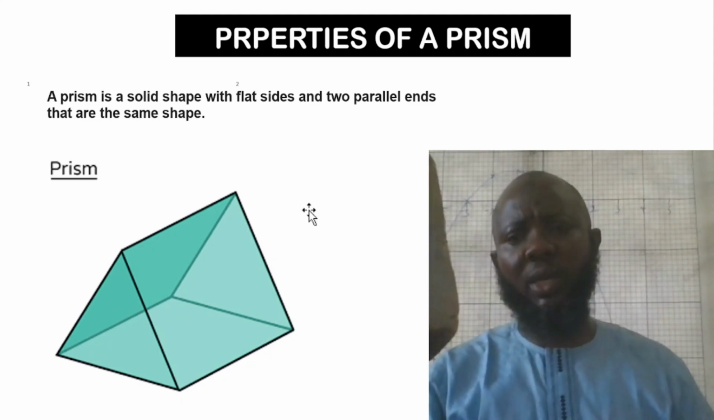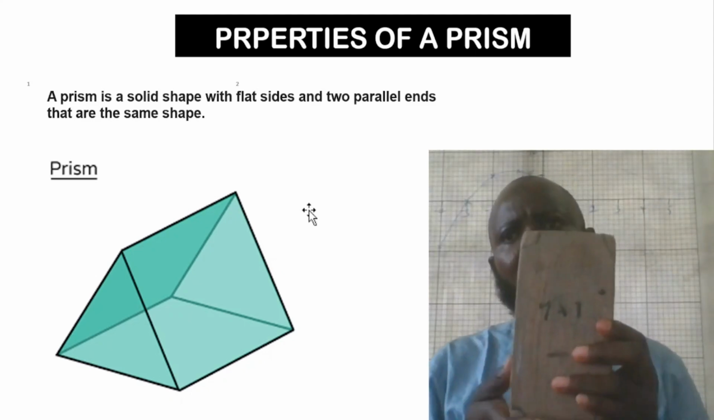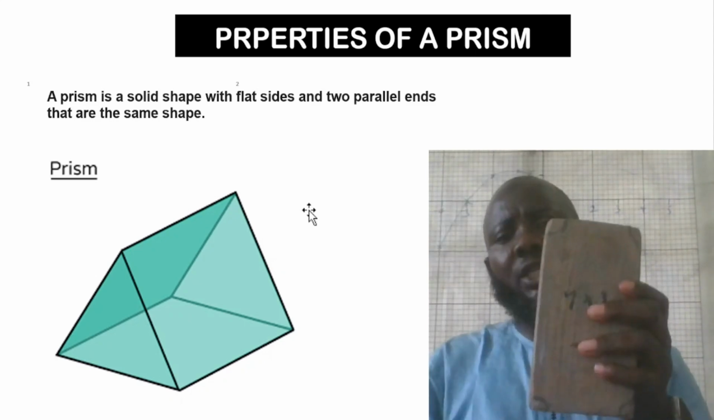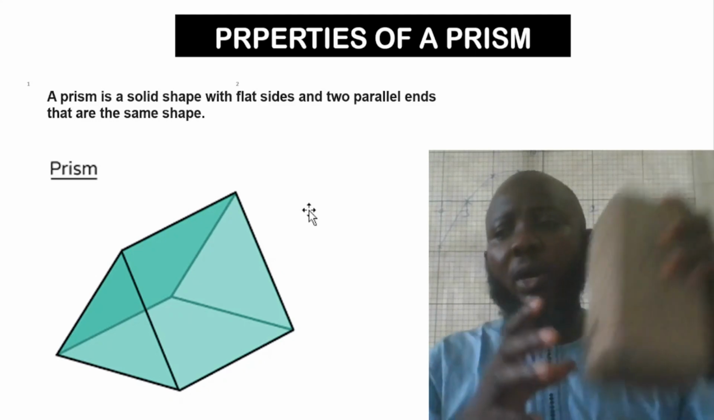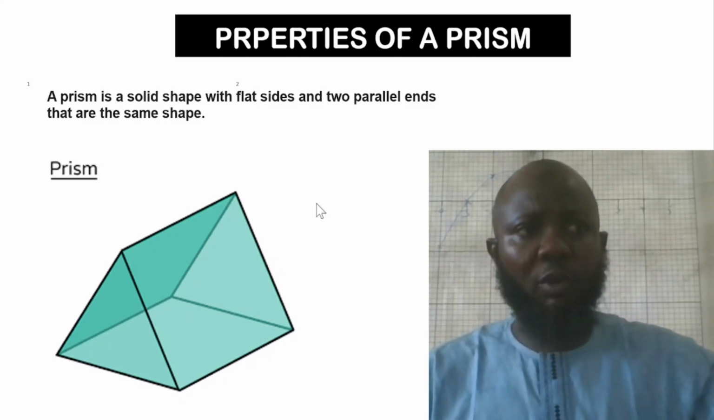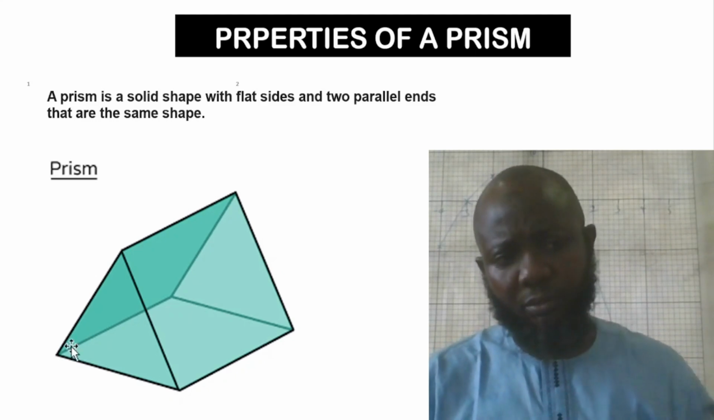Likewise, this as well. This is also a prism because the bottom and the top are the same. All right. So this is a prism. So a cuboid is a prism. So what type of prism is a rectangular prism?